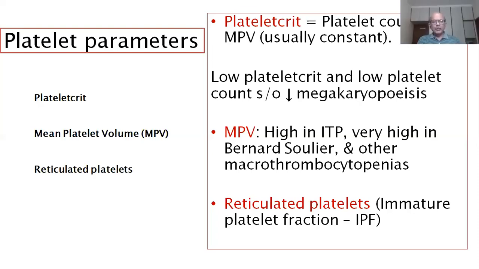Another new parameter which has come up is the reticulated platelets, which is analogous to reticulocytes. Reticulocytes are reticulated RBCs. Reticulated platelets are analogous to the reticulocytes. So this tells you the immature platelet fraction. And again, in the setting of thrombocytopenia, if you are in doubt whether you should give a platelet transfusion to this patient who has a very low platelet count, if you have a high immature platelet fraction, you know that this patient is on the road to recovery. Probably you need not give a platelet transfusion.